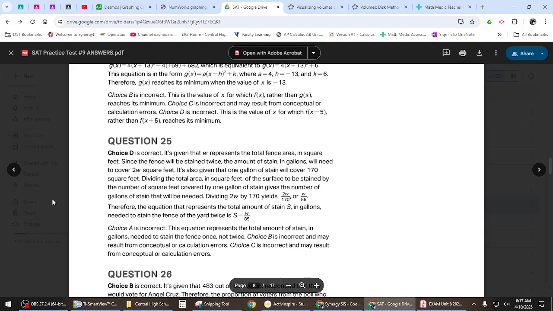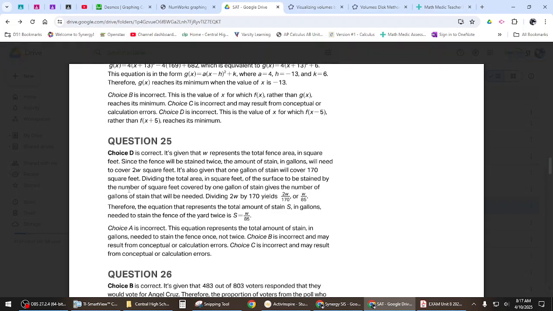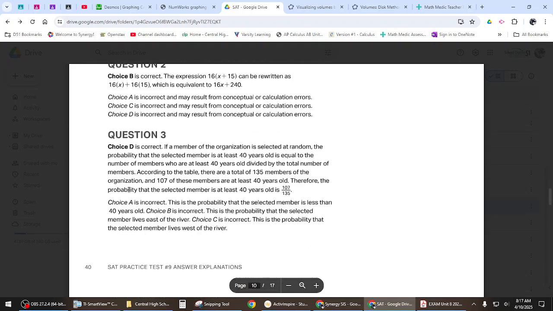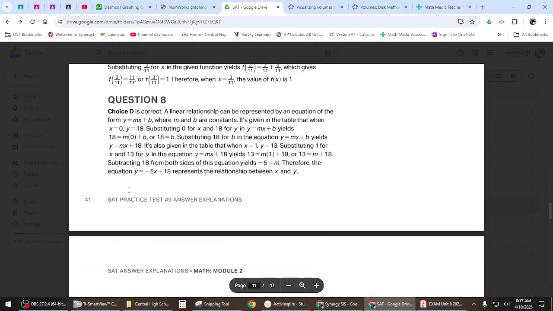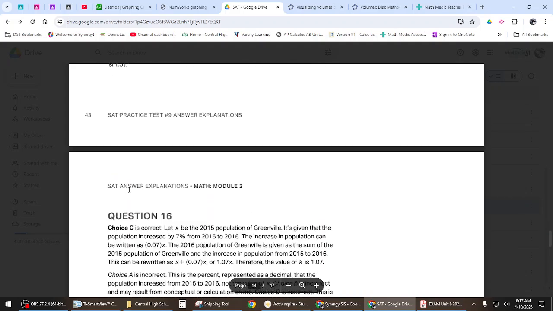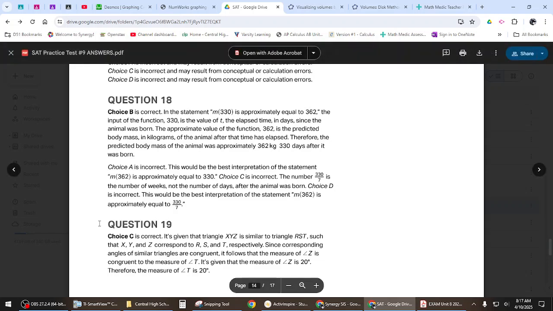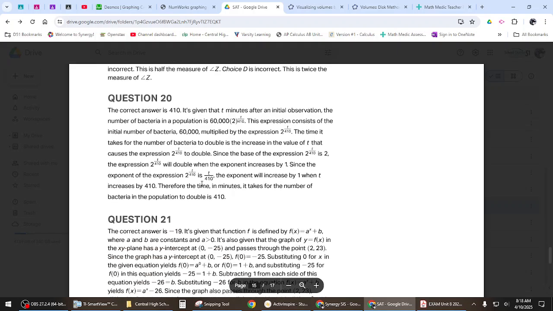Okay, so mark them. We'll come back to them as needed. The next page was 44, correct? Yep. And then what problem number was that? Okay, so number 18 is B. 19 is C. 20 is 410.